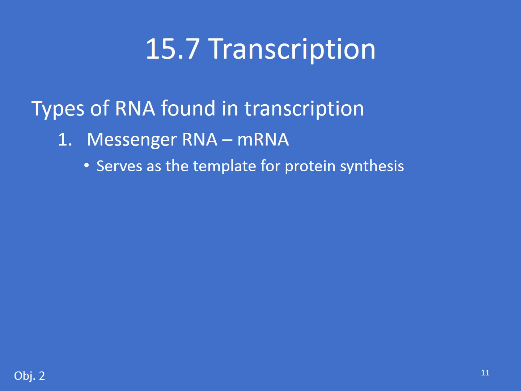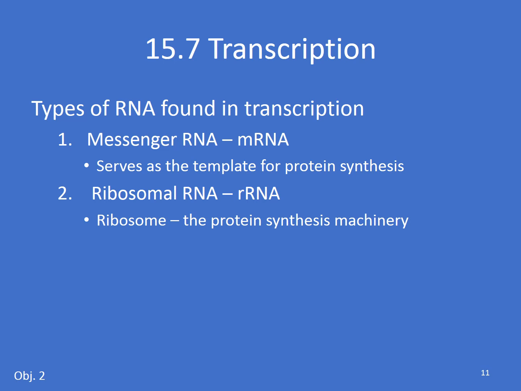Great. So let's talk about transcription. This is the process by which your body reads DNA and transcribes it into RNA and eventually into protein. So there are 3 types of RNA that are required in transcription. First, messenger RNA. This is the template for protein synthesis.